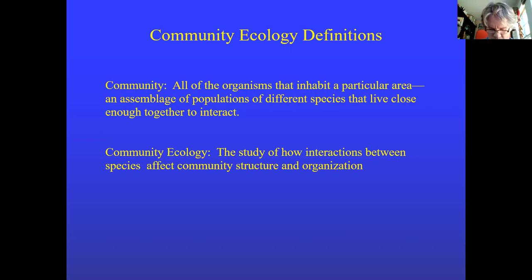So basically a community is kind of like what you would expect a community to be with humans, right? It's all the people that live in a particular area and interact with each other in that area. That would be the same in ecology, except that we'd be talking about all the different organisms that inhabit a particular area. So all species, and that would include plants and animals and every other type of organism in the area. It'd be some sort of defined area, and we'd be really concerned about the organisms that live close enough to interact with each other.